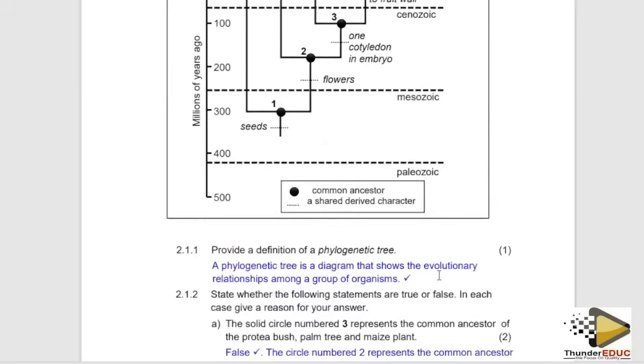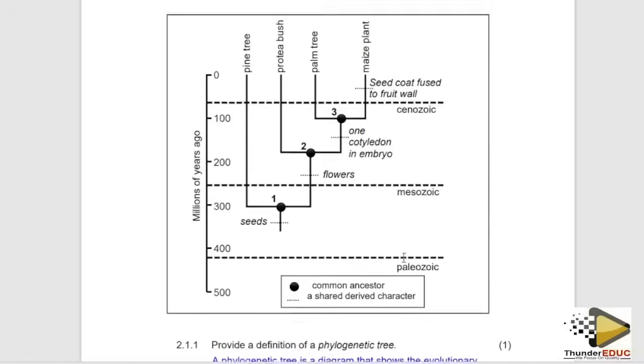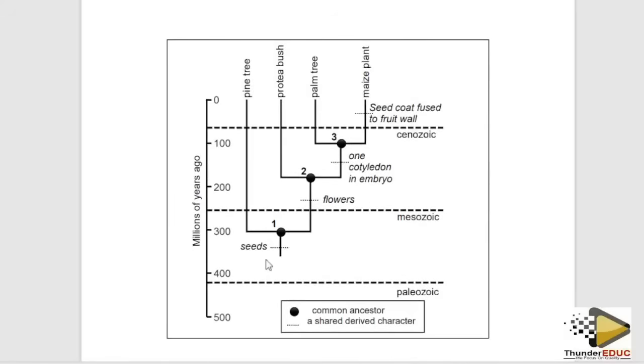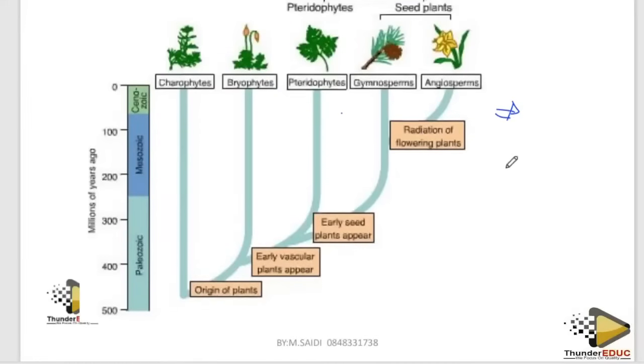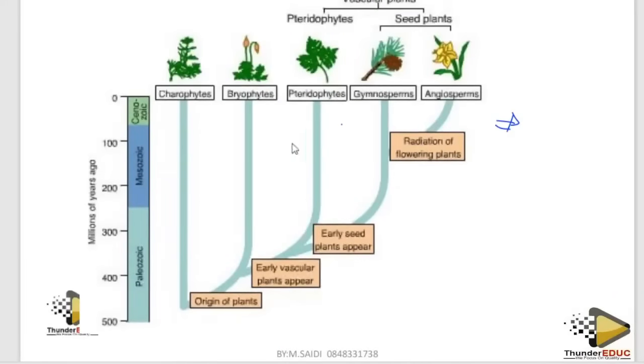Here they give you questions, but they're going to ask you to find the common ancestor of this, or which one. For example, let me show you here, because some people don't know how to use this phylogenetic tree. This one is the common ancestor of all, meaning that all these ones came from this. So this plant which branched here is the earliest, but when we are setting, we set from here.